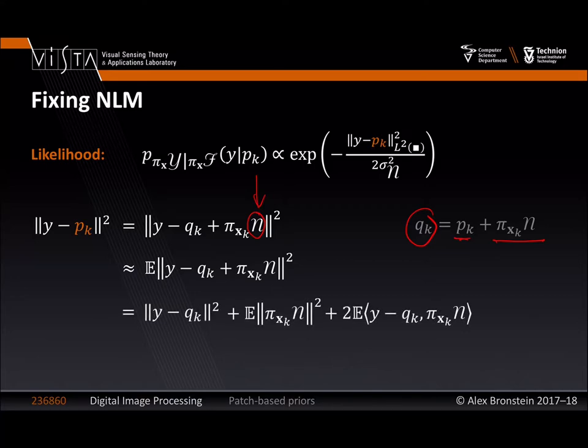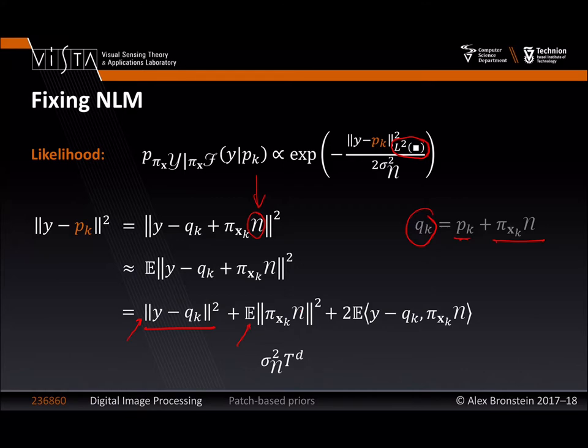Okay, so then I will open this norm into three terms, right? It's just opening a square. So the first term will be the norm of y minus qk squared. And I'm not writing the subscript, but obviously all the norms are performed on this d-dimensional patch domain. Then, this is just a number, right? Then I have the expectation of the second term, which is the squared norm of pi xk n, plus twice the expectation of the inner product of y minus qk and pi xk n. Okay.